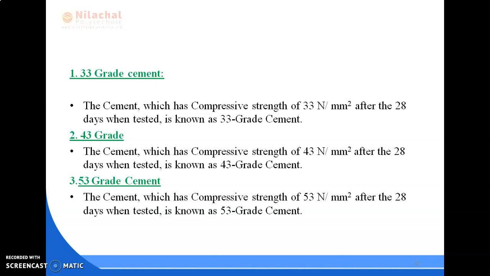So, these are the different grades of cement. Generally, 53 grade cement is used for M25 and above grade concrete.